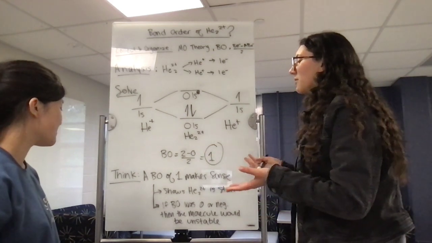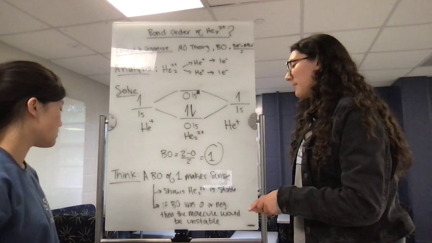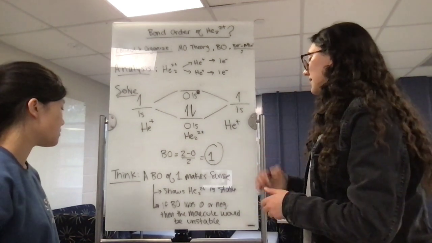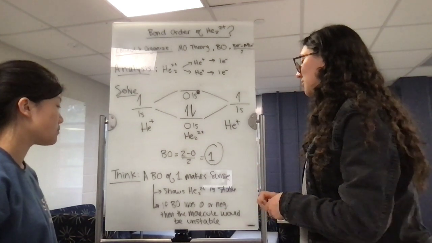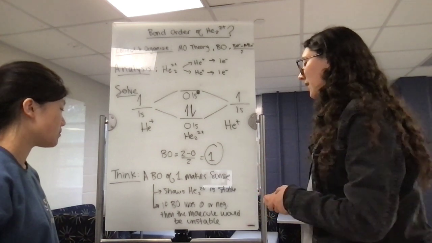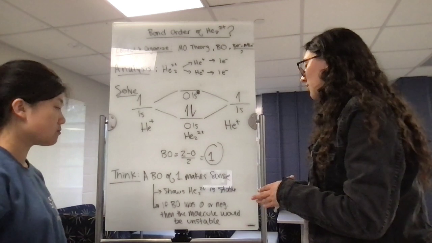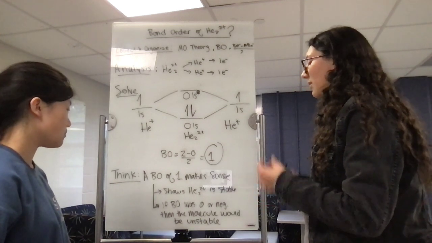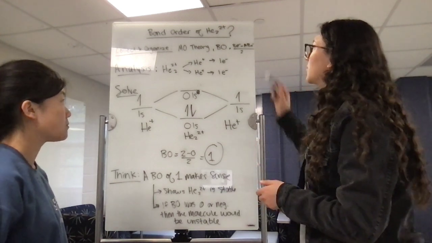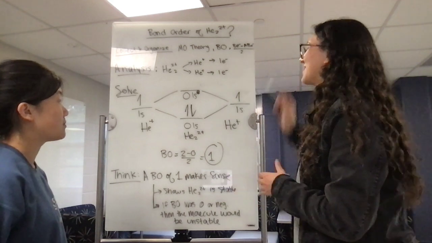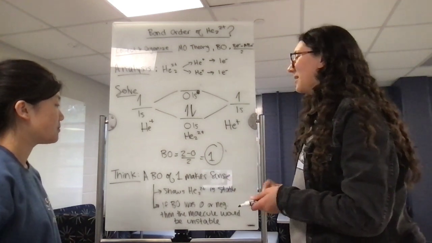And now, since we have the bond order, we're going to think about if this makes sense. A bond order of 1 would make sense because it shows that helium-2 2+ is stable. If the bond order had instead been 0 or negative, it would show that the molecule was unstable and wouldn't exist. But we know helium-2 2+ does exist, so the bond order of 1 makes sense.